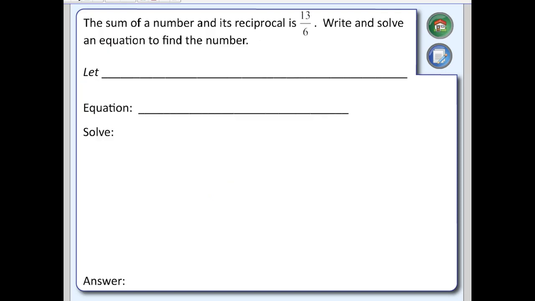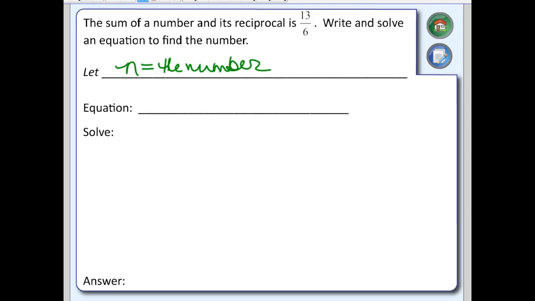So let's go ahead to the last slide for today, and here we go. It says, the sum of a number and its reciprocal is 13 over 6. Write and solve an equation to find the number. So, again, our 5-step plan, so we know we need to find a number. Okay, so our let statement has to be let n equal the number. Okay, so n equals the number, and so now I need my equation.